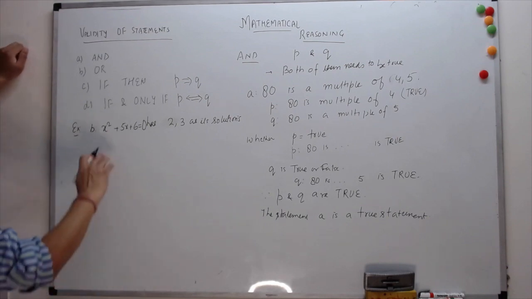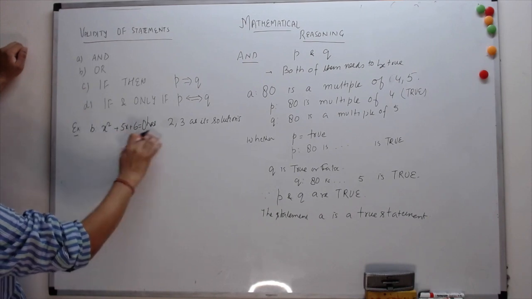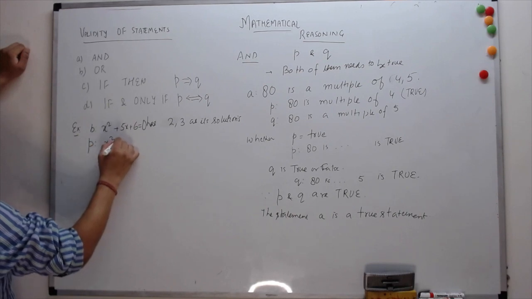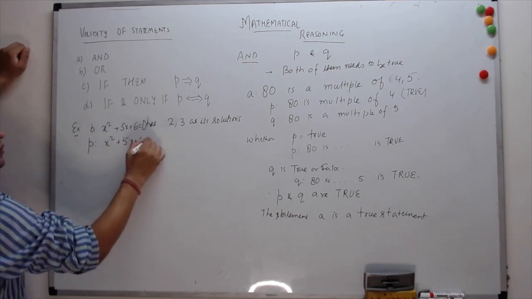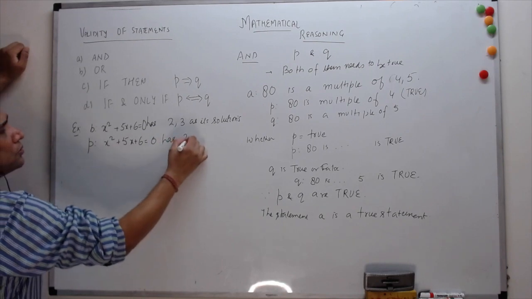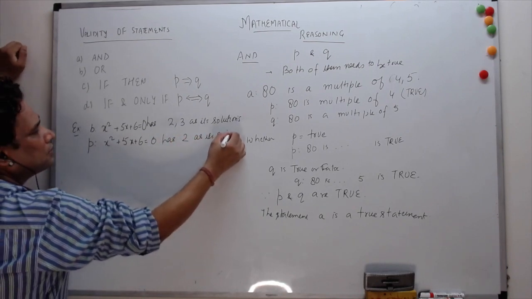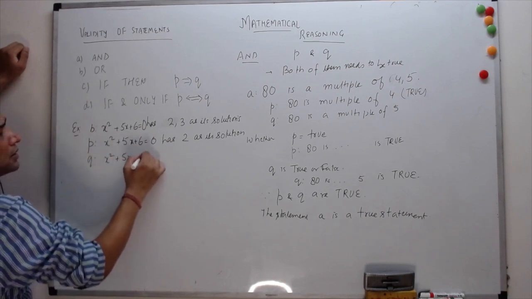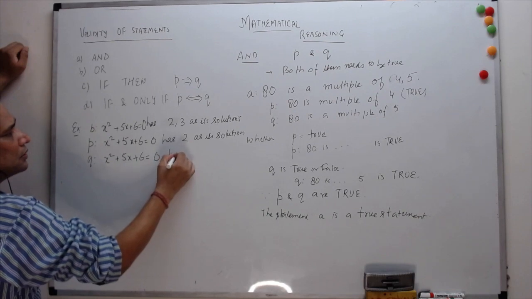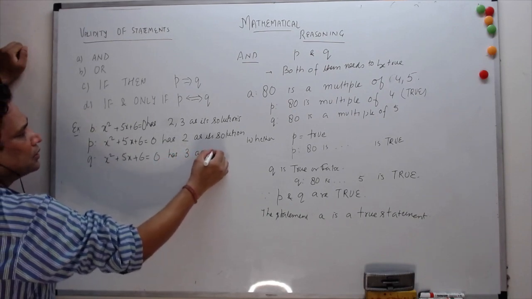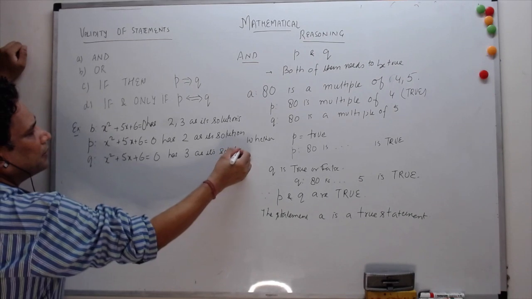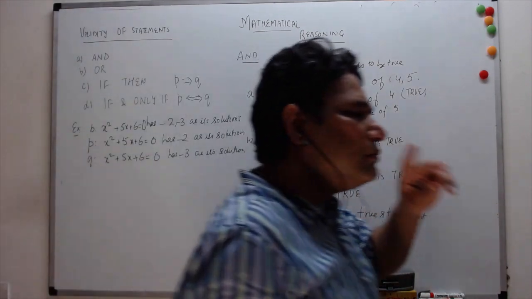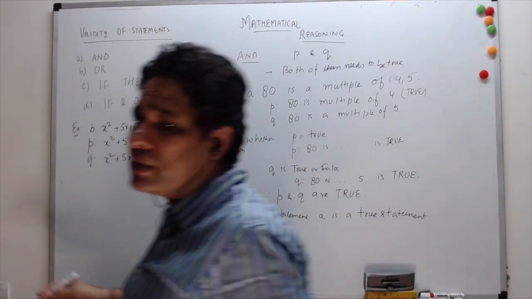Under such circumstances, this statement can be broken down into two component statements: P, x squared plus 5x plus 6 equals 0 has minus 2 as its solution, and Q, x squared plus 5x plus 6 equals 0 has minus 3 as its solution. So, how do we evaluate in this case?